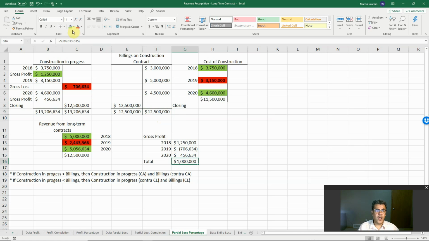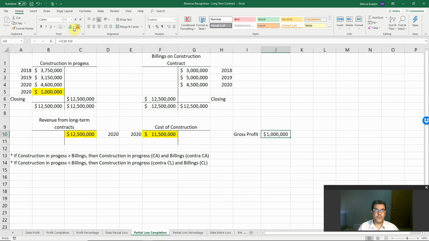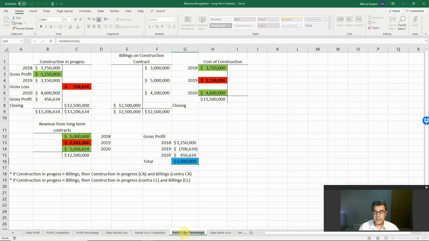And our gross profit here, let's do it in blue, 1 million. At the end of the contract, the same 1 million. They will match, and they must match because this is the same contract. So the gross profit here is everything at the end of the third year, at the end of our contract. Here, we split it across the years, so the sum will also be 1 million.